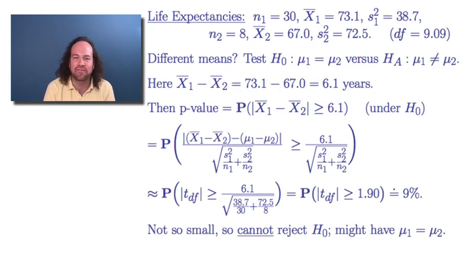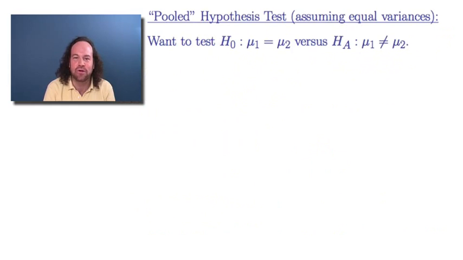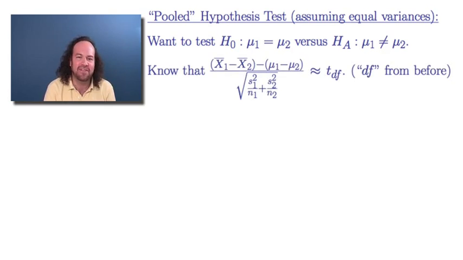As our final topic for this lecture, let's go back to that issue of pooling the estimates for the variance. Let's imagine we're still doing a hypothesis test, but now it's a pooled test, meaning that we're going to assume that the variances are equal for the two samples. We still want to test the same null hypothesis that the two sample means are equal versus the alternative that they're not equal. We still have this statistic from before, which said that this quantity involving the differences of the sample means minus the differences of the true means was approximately a t-distribution.